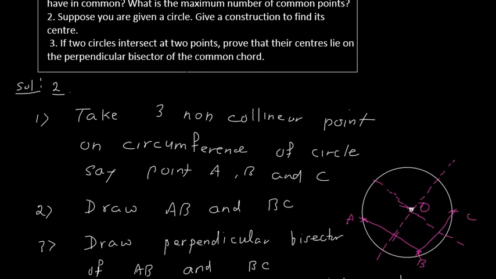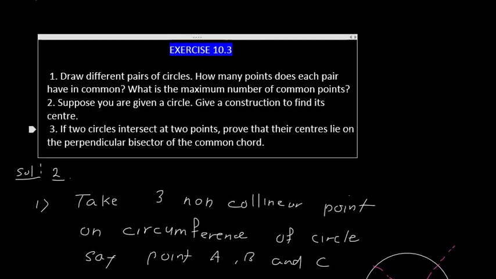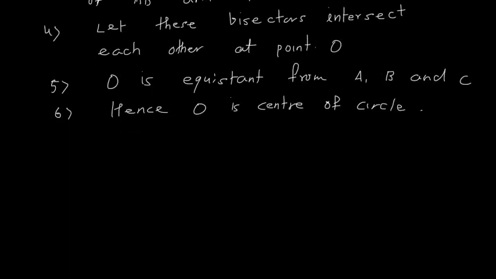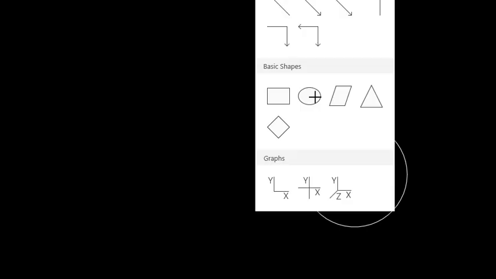Third question, if two circles intersect at 2 points, prove that their centers lie on the perpendicular bisector of common chord. If two circles intersect at 2 points, so we have to prove that their centers lie on the perpendicular bisector of common chord. So let us take two circles. I will use the ready-made shape available. So I will draw one circle like this, and I draw one more circle which will bisect this.